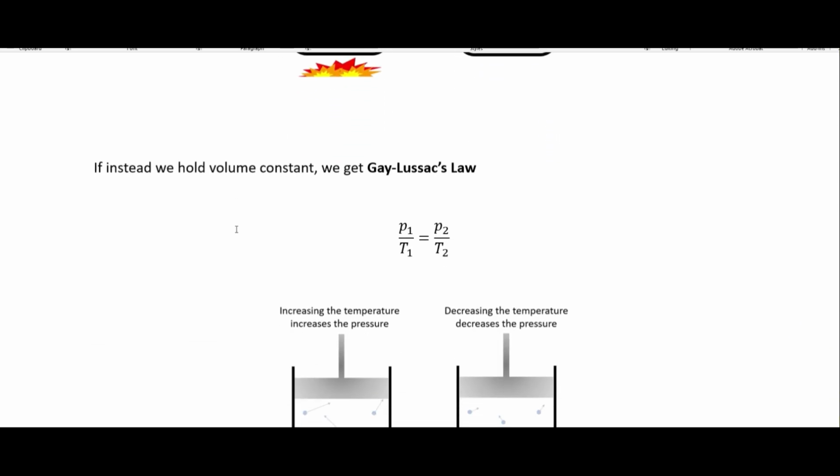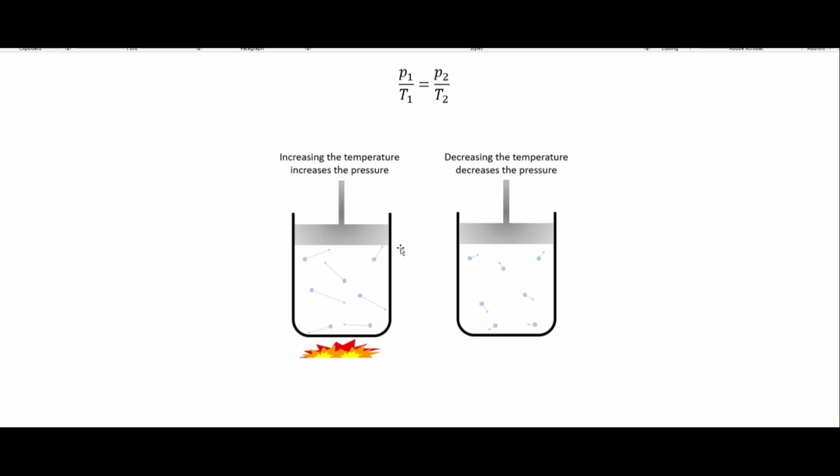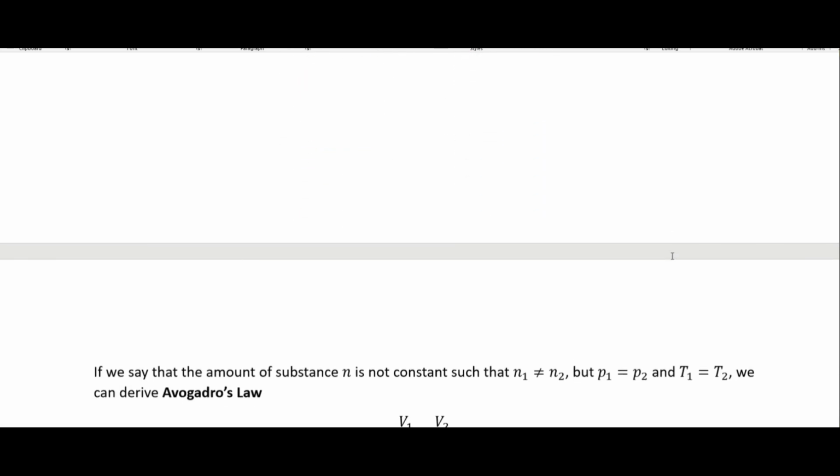Instead, if we hold volume constant, then we get what's called Gay-Lussac's law, which is P1 over T1 equals P2 over T2. So we can see here we're holding the volume constant. If we heat this up, then we're going to increase the velocity of the particles inside. They're going to hit the walls with more force, and so that's going to increase the pressure. Whereas if we let it cool down, then that's going to reduce the pressure.